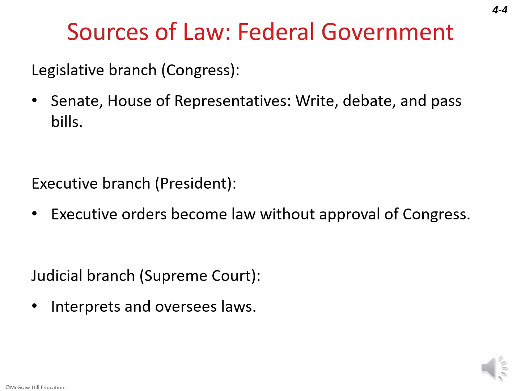As you might remember from all of your years in education, we have 3 branches of government. So we have the legislative branch, and that's the Congress, and they're the House and the Senate. Those are the ones that write, debate, and pass bills. And then we have the executive branch, which is the president. Executive orders become law without approval of Congress, so basically the president is making their own decision. However, that interferes with the checks and balances as far as Congress goes.